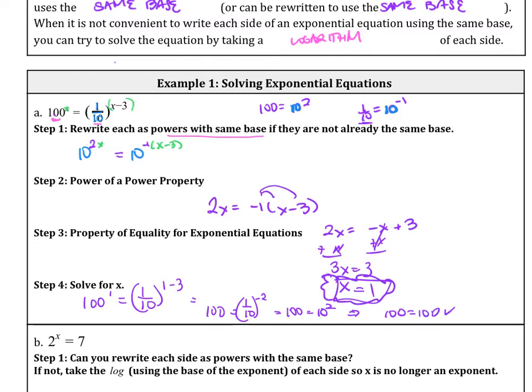x equals 1. Okay, so this is when we need to rewrite each as powers with the same base.